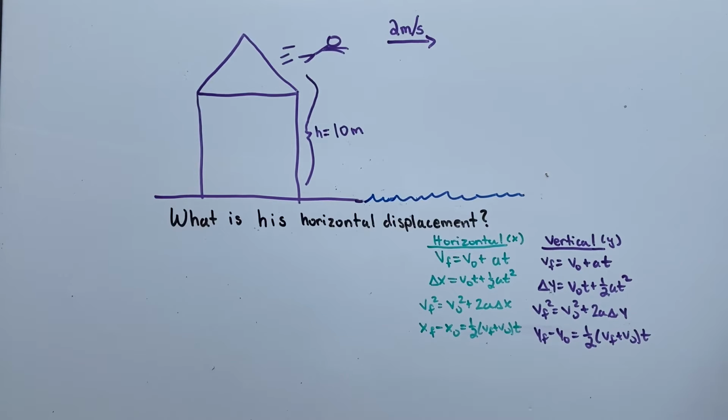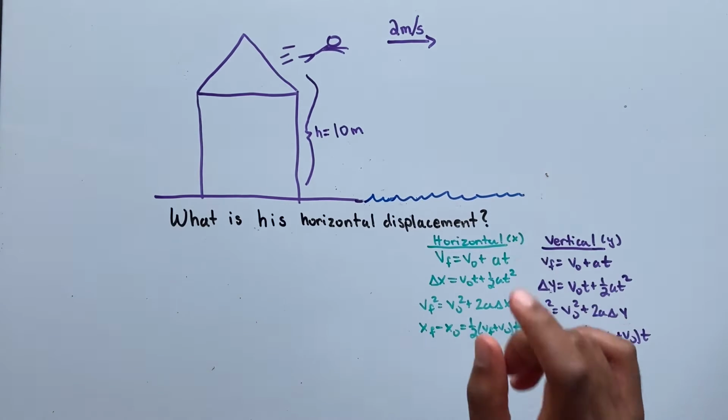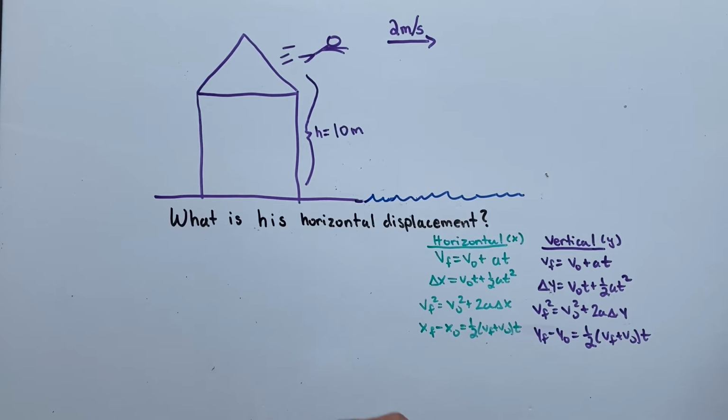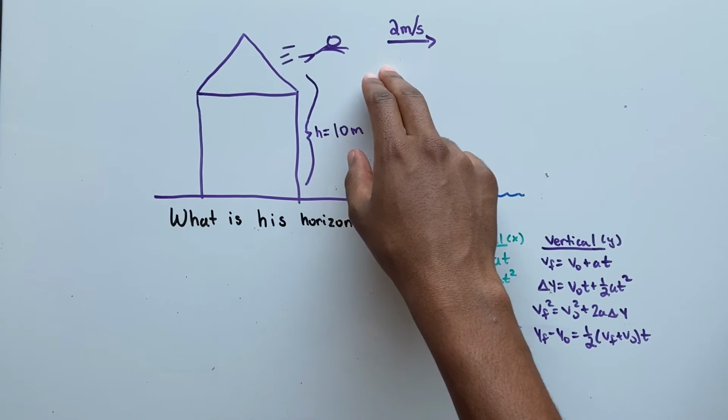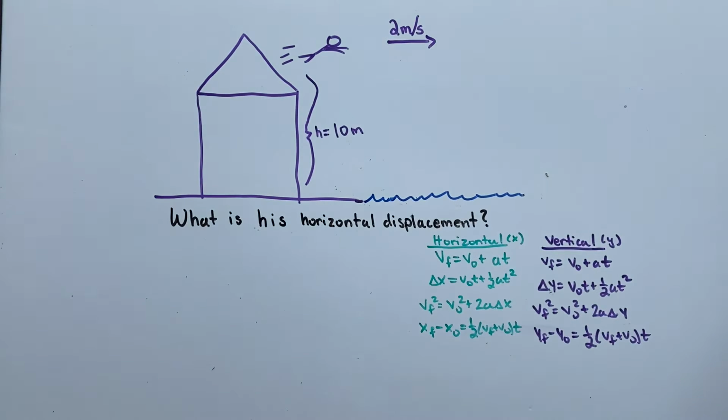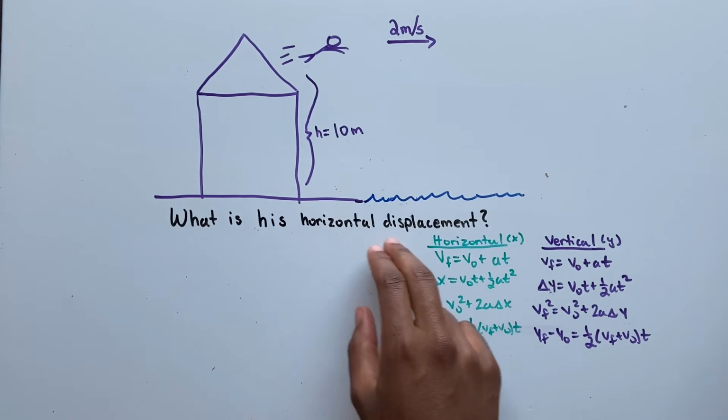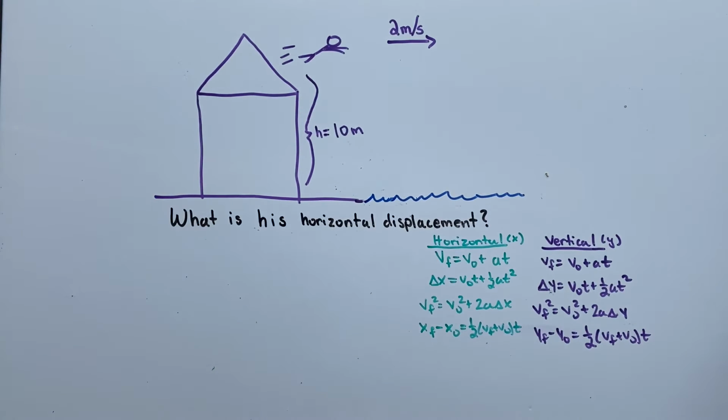Let's say a guy jumps off his roof into his pool, which I do not recommend, and he jumped from a height of 10 meters and traveled 2 meters per second in the horizontal direction. And we are asked, what is his horizontal displacement? Before solving this problem, I advise you to solve for your time first, since we can use it for our horizontal and vertical kinematic equations.